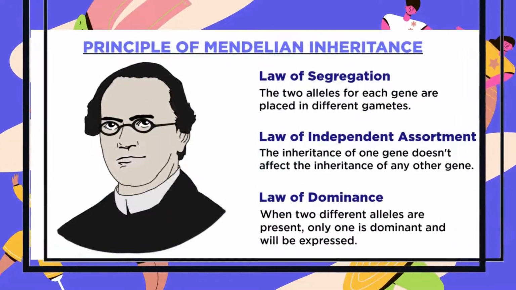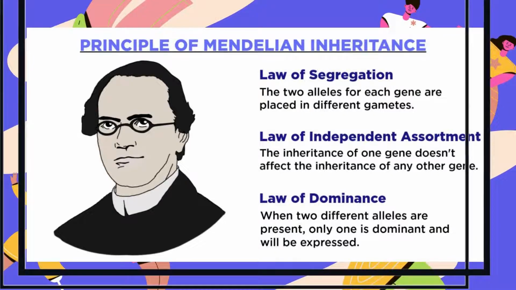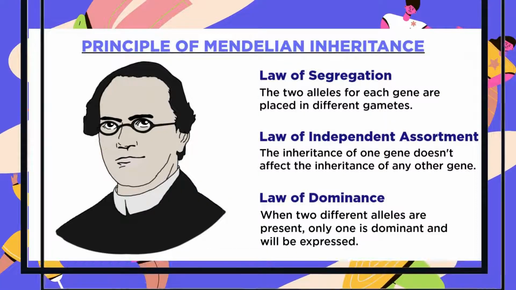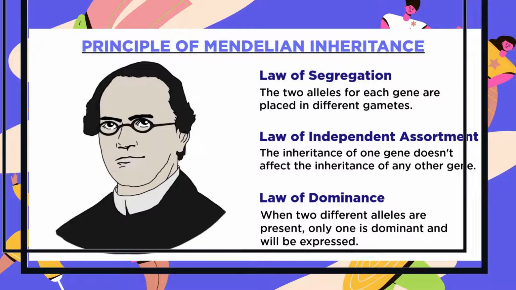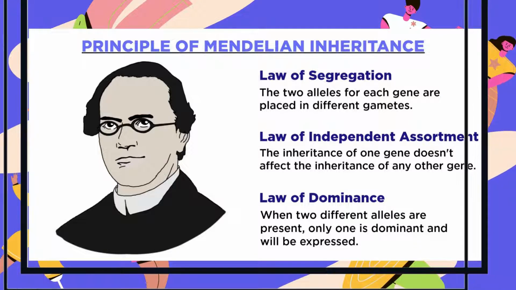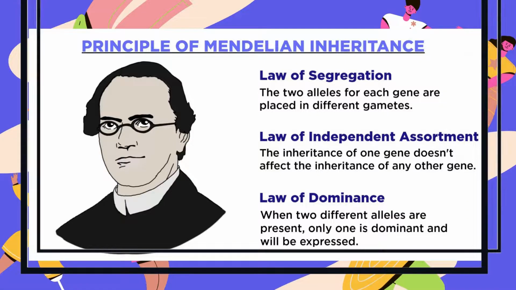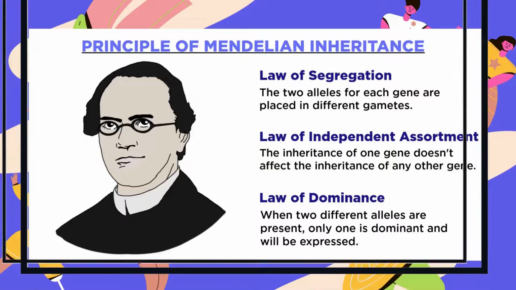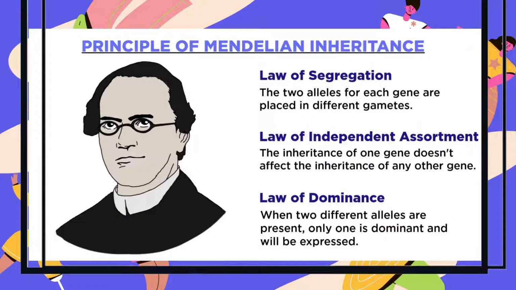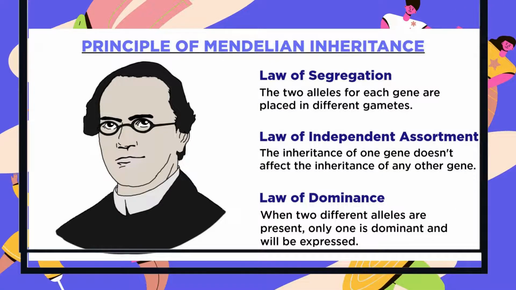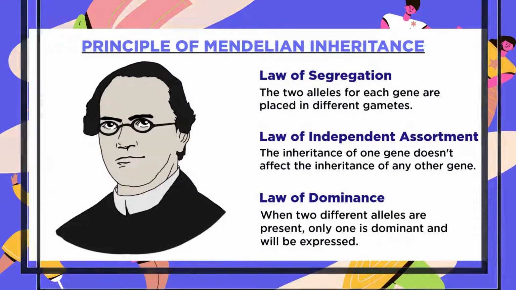For us to be able to understand our lesson, we need to recall the principles of Mendelian inheritance and connect them to our lesson. Law of segregation: the 2 alleles for each gene are placed in different gametes. Law of independent assortment: the inheritance of one gene doesn't affect the inheritance of any other gene. And law of dominance: when 2 different alleles are present, only one is dominant and will be expressed.